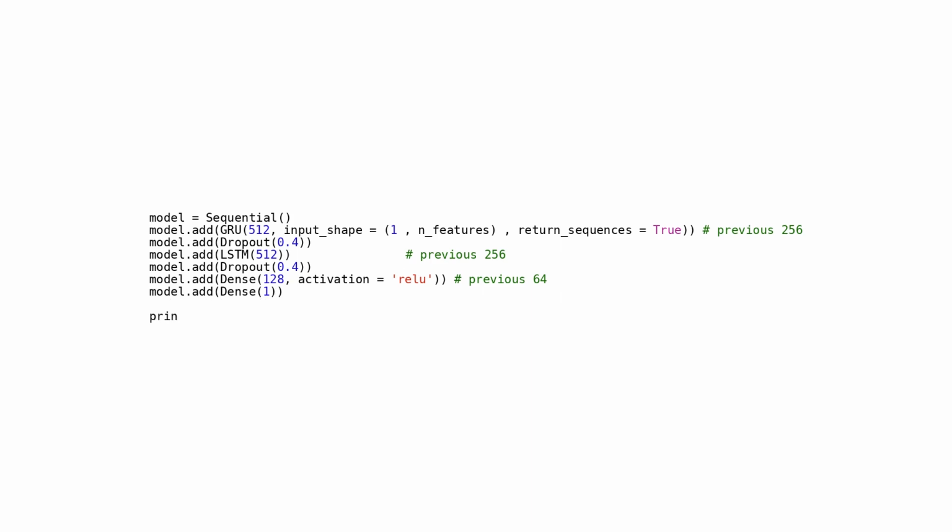The model summary function displays a summary of the model, showcasing the layers, output shapes, and number of parameters in each layer. It helps in debugging and verifying the model architecture. In conclusion, this code constructs a deep learning model with GRU and LSTM layers for processing sequential data. Dropout layers aid in regularization, while dense layers introduce nonlinear transformations. The model is suited for regression tasks, focusing on predicting continuous values.